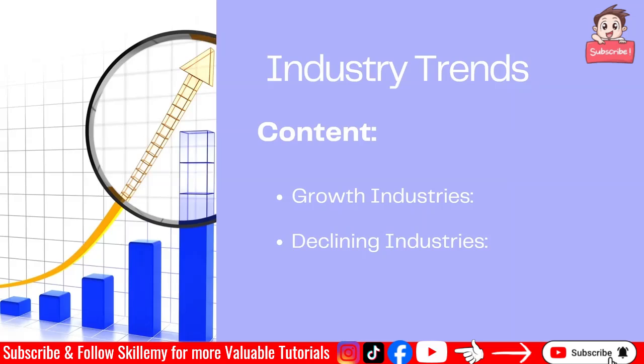Then the next one is declining industries. So what are those? Let's see. Traditional manufacturing. People are not focusing on traditional manufacturing now. They're getting advanced, they're learning more things, and they're following those trends now. Because of that, these traditional manufacturing industries are going down. Then the next one is retail. Due to e-commerce, these retail owners are not able to sell their products offline. Most products are selling online.